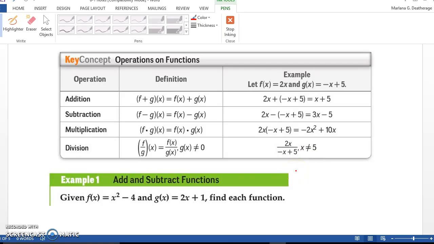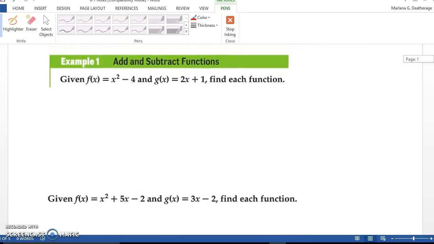These first ones are probably going to seem really, really simple, hopefully. So let's start with example 1. I did give y'all a copy of the notes, didn't I? Okay. All right. Given f of x equals x squared minus 4 and g of x equals 2x plus 1, find each function. So what they want us to do, we're adding and subtracting, so they'll want you to find f plus g of x and f minus g of x. So that's what we're going to do. We're going to find the sum and the difference.